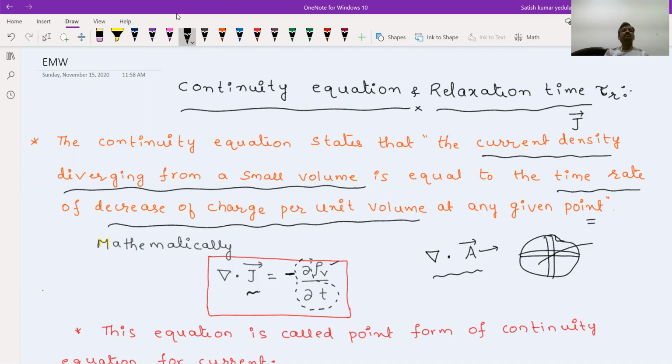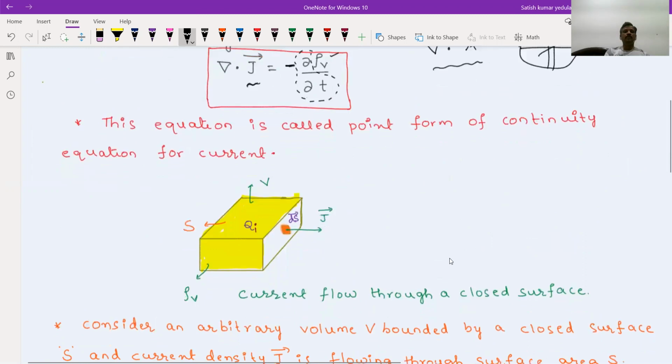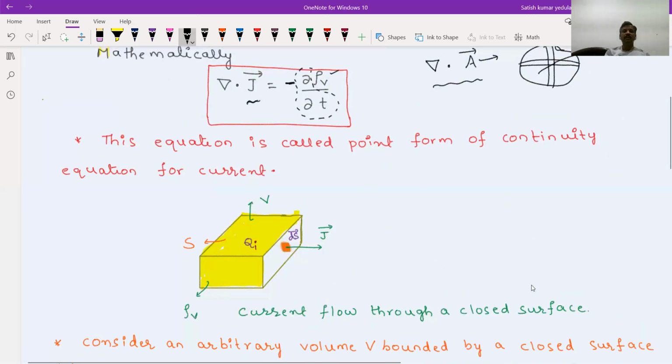This is what I have to prove from the continuity equation. Okay, let's see now how we can prove this particular one. And this given equation is called the point form, because if there is no integration here, we should call it the point form, or this is also called the differential form of the continuity equation, right?